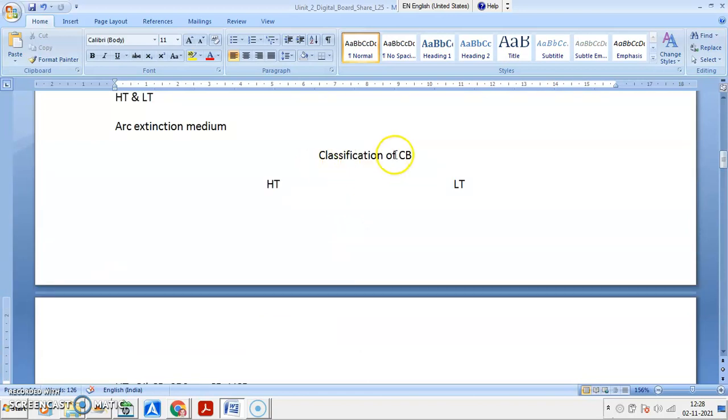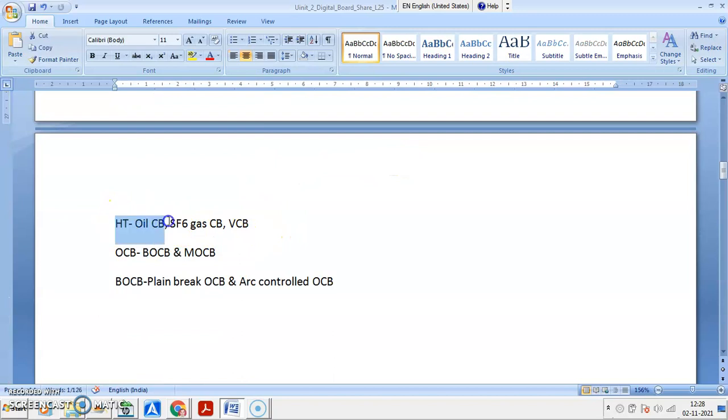So classification of circuit breaker, in this category HT circuit breaker. In HT category you are having oil circuit breaker, SF6 gas circuit breaker, VCB. In OCB you are having bulk oil circuit breaker, minimum oil circuit breaker. In BOCB again you are having plain oil circuit breaker and arc control circuit breaker. So these are the different classes of circuit breaker.